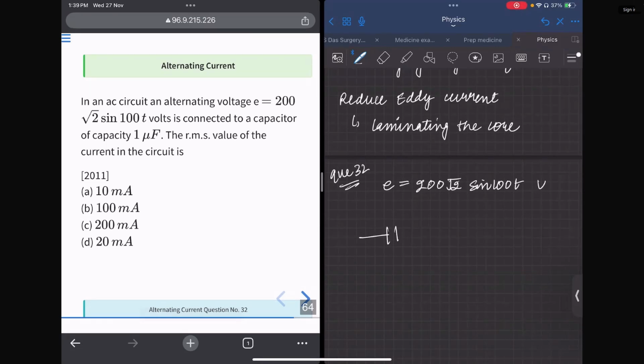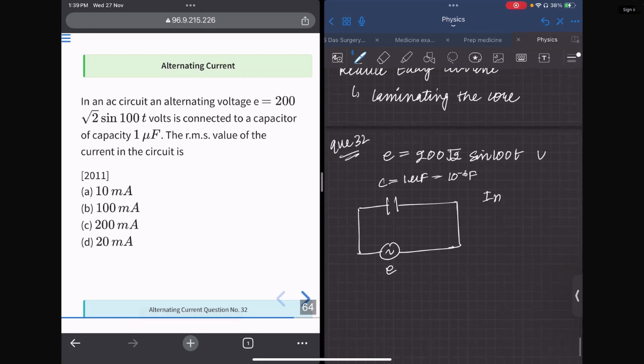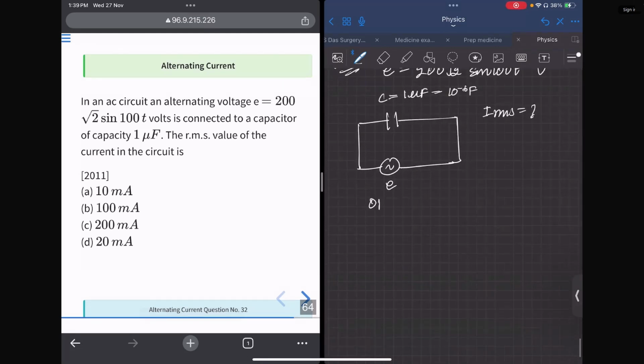So this right here is a capacitor, and we have connected it to an AC source which has voltage E, which we have represented here. The capacitor is of capacity C equal to 1 microfarad, which can be written as 10 to the power minus 6 farad. And we have to calculate the RMS value of current. IRMS is what? Do we know Ohm's law? Ohm's law says that V is equal to IR, I is equal to V by R.